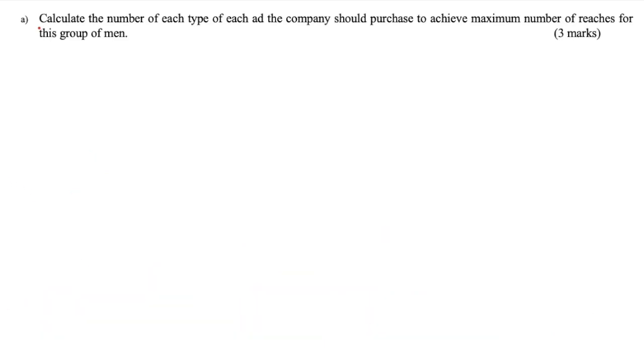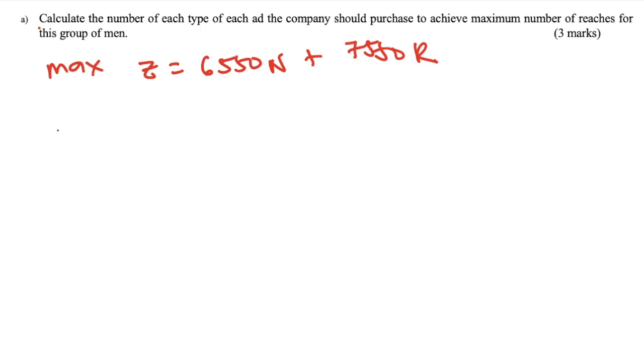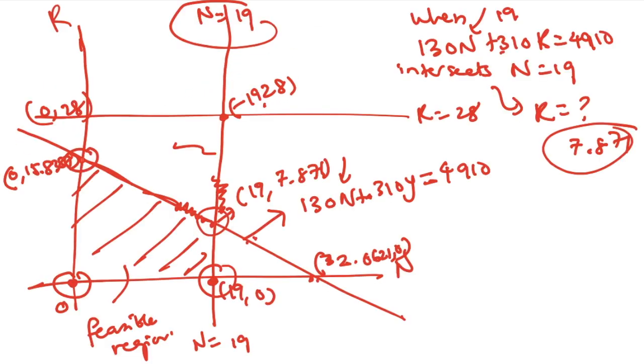Okay, so let me rewrite it again here. So we have maximizing Z equivalent to 6550n plus 7550r. Okay, so we have four possibilities. The first one is here. Don't choose this, don't choose this, because it's not on the boundary of feasible region. If you choose any point here, it's not maximum because it could be here, it could be here. You get what I mean? So we choose the corner point of the boundary.